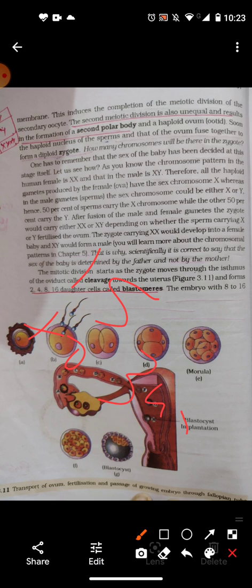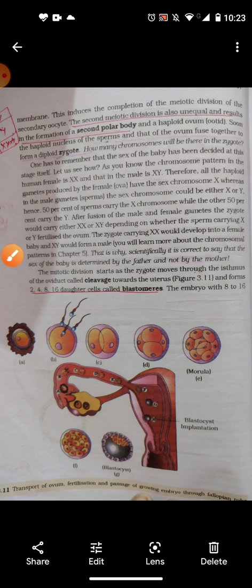The area of the ovum which receives the sperm and extrudes the polar bodies is called the animal pole. The pole of the ovum opposite to the animal pole is called the vegetal pole.